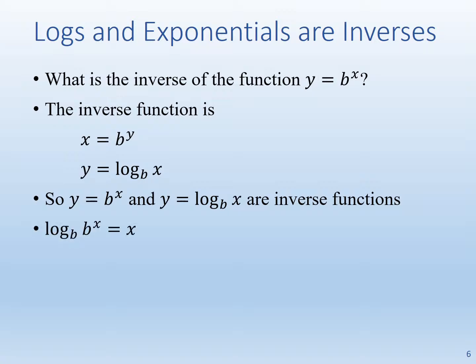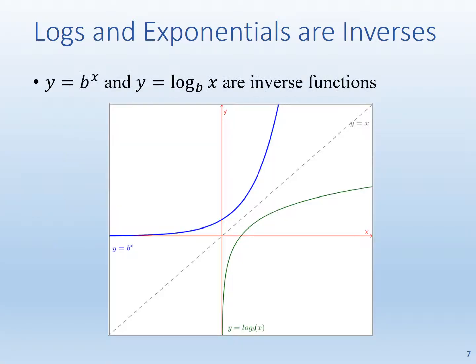So if we have log base b of b to the power of x, the log base b will undo the b to the power of, and so we end up with x. Or if we do it the other way round, we'll have b to the power of log base b of x is also equal to x. These two are examples of functions of functions. And when the function of a function is x itself, then we have inverse functions. Because the exponential and log functions are inverses of one another, their graphs will be mirror images of each other about the line y equals x.